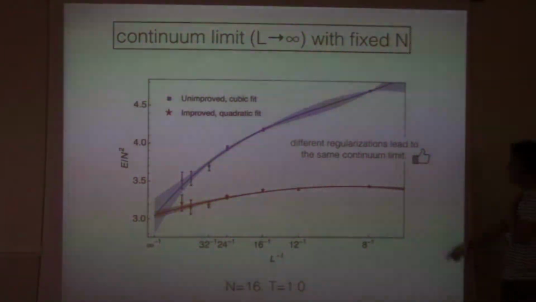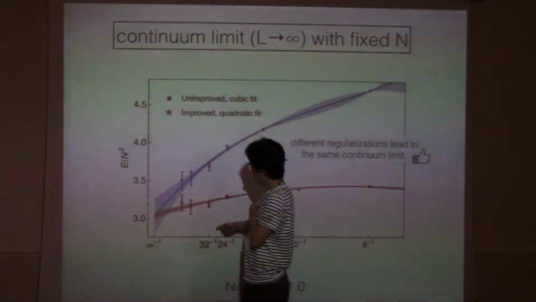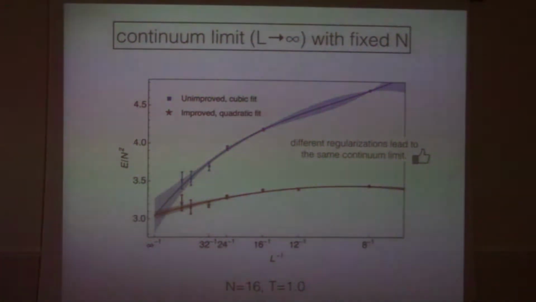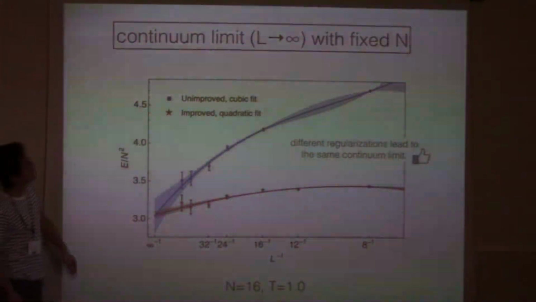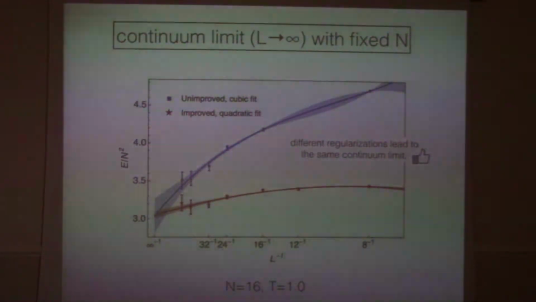So we did simulations for lattice size 8, 12, all the way up to probably 64. And then we fit the result by a polynomial: constant plus 1 over L plus 1 over L squared. And we can see that two different regularizations have the same continuum limit. And of course, we have to check that different data give different extrapolation results and so on. We did all kinds of statistical analysis.